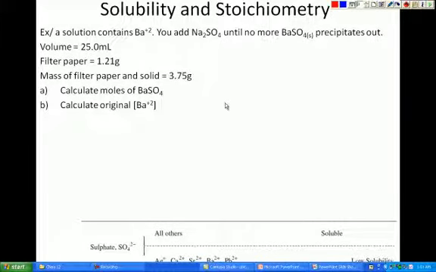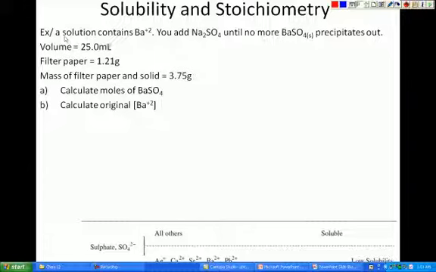Hey, it's Mr. Lum again, and today we're going to be doing a little bit of solubility and stoichiometry, and how we can use solubility and stoichiometry together and some of the questions you might get on a test. Anyways, here's a question that we have here.